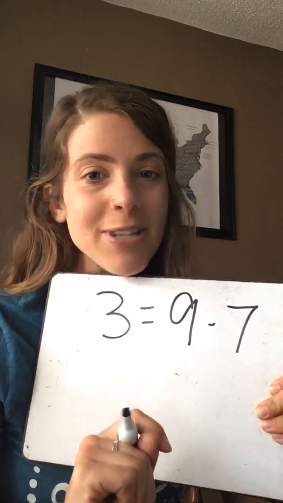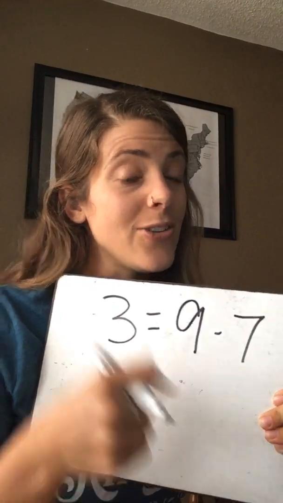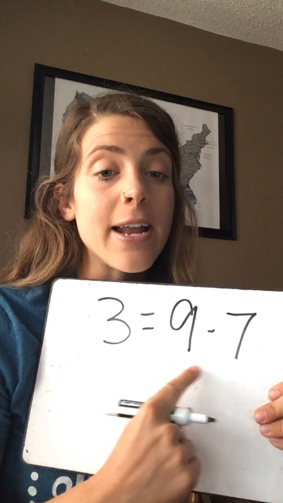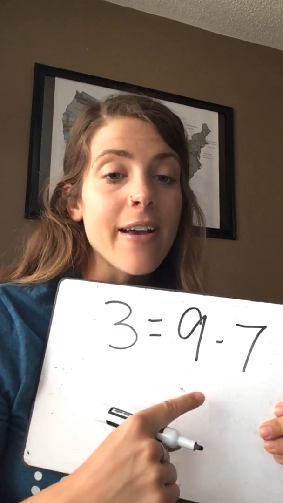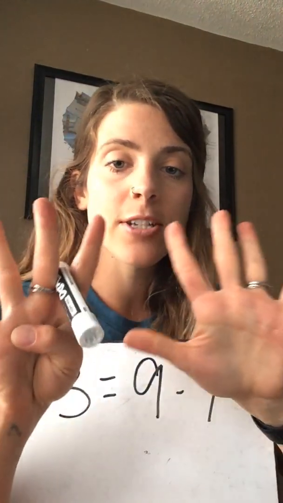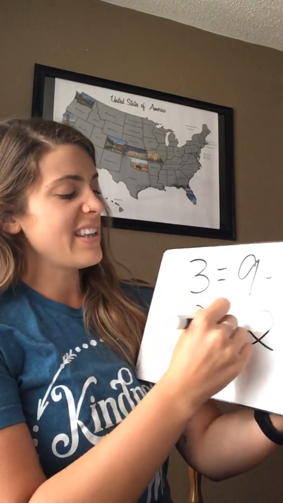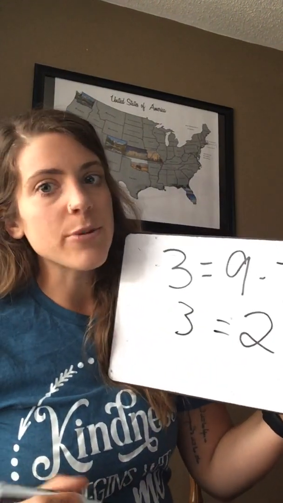All right, if you're here, that means you've already thought about this. Do you think it's equal or not? Let's see, let's figure out what 9 minus 7 is. So if I have 9 fingers, take away 7, 5, 6, 7, it gives me 2. Oh dear. So is 3 the same as 2? No, those numbers are different.